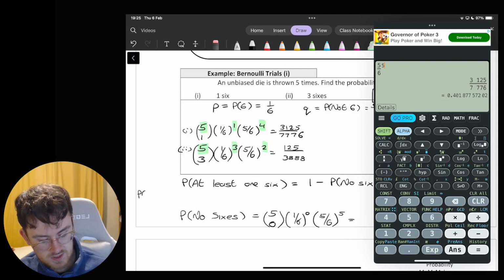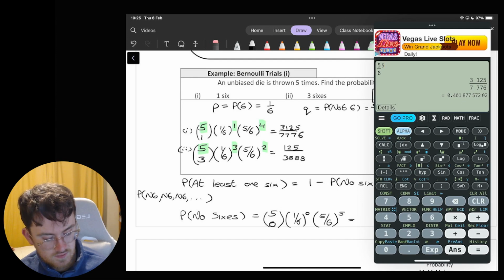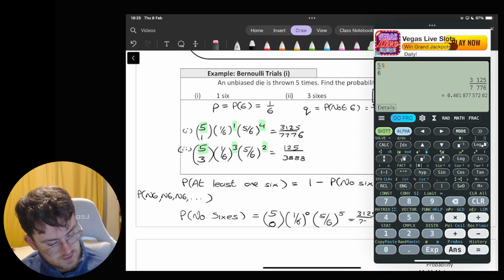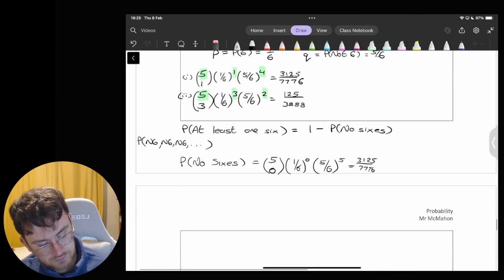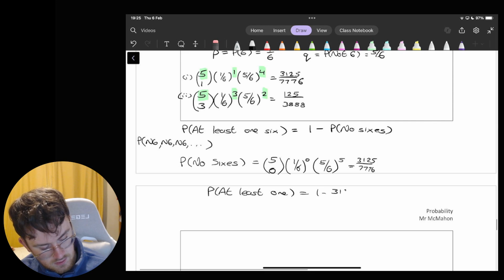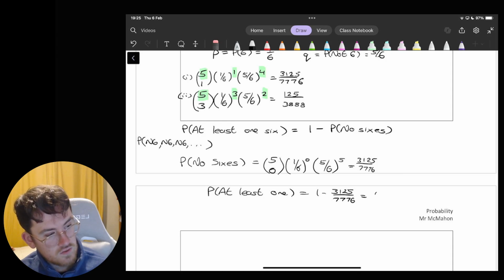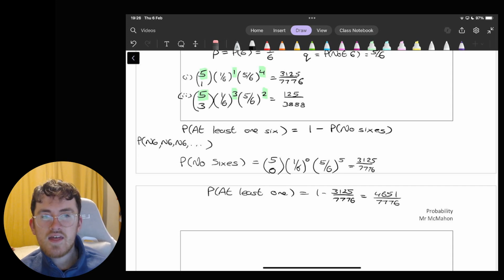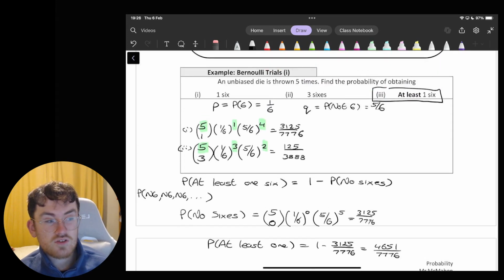which does make sense, because that's the probability that I get no sixes, and no sixes, and no sixes, 5 times, which would just be that probability multiplied by itself, since it is independent. So we get 3125 over 7776. So the probability of at least one is 1 minus that, which is 4651 over 7776.